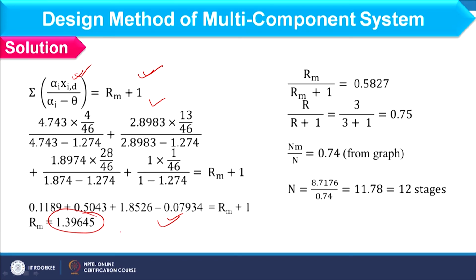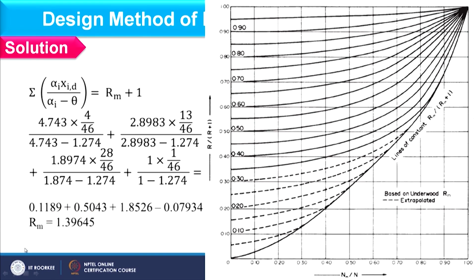So, once I have the Rm value, we can find out Rm by Rm plus 1, and the reflux ratio in the problem is given as 3. So, we can find R by R plus 1. Okay. And now we can use the graph. You can see Rm by Rm plus 1 is 0.58 and this is 0.75, right. So, this is the graph where Rm by Rm plus 1 is 0.58. So, that should be almost 0.6, right.